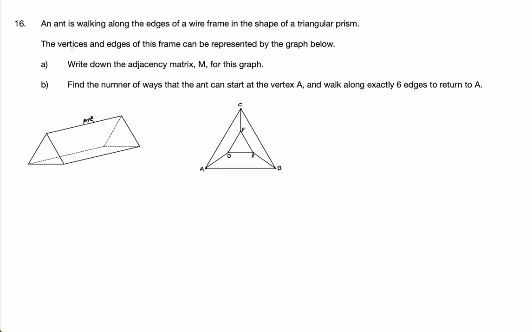Okay, so an ant is walking along the edges of a wire frame in the shape of a triangular prism. So he's walking along here. The vertices and edges of this frame can be represented by the graph below. That's this graph. Write down the adjacency matrix M for this graph.